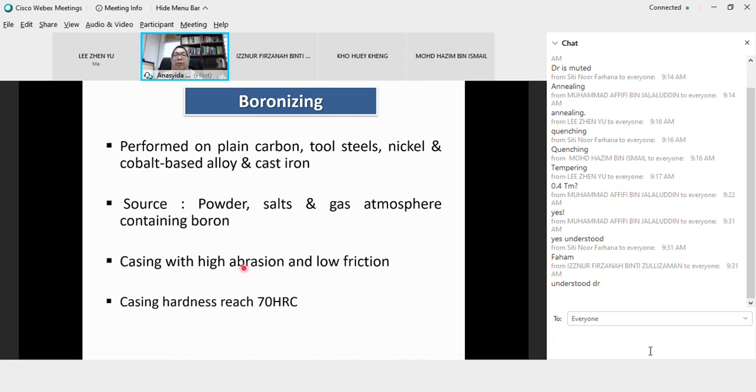Dia kata casing with high abrasion and low friction dapat produce a very high surface hardness, then you can actually very high abraded, susah nak abrade, dan menyebabkan berlakunya kurang wear. So dia boleh reach around 70 HRC as same as nitriding.